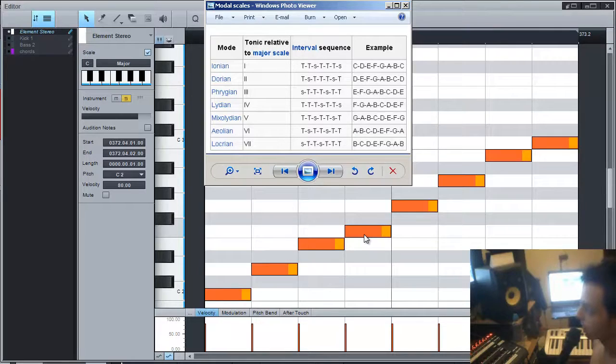Now I'm in a different mode. I'm in the Lydian mode, right? Same goes for Phrygian and all the others. So one scale, 7 different moods. How cool is that, man? It's awesome what you can do with it. So guys, that's what I leave you with today in this short tutorial.